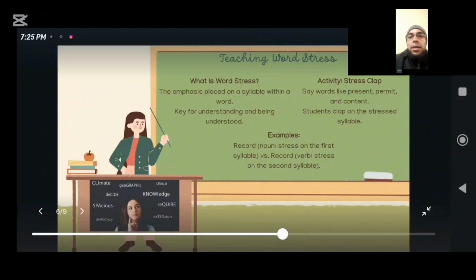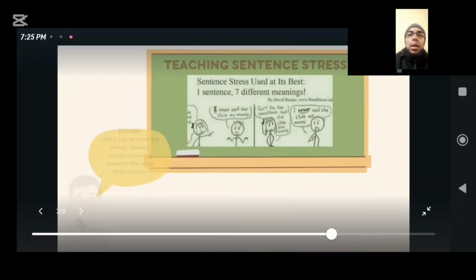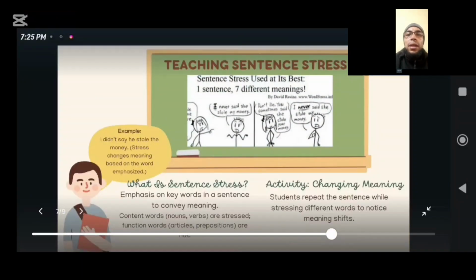And finally, let's look at sentence stress, which emphasizes keywords in a sentence to highlight meaning. For instance, in the sentence "I didn't say he stole the money," stressing different words changes the meaning. Students can practice this through the changing meaning activity, where they repeat the same sentence but stress different words each time.